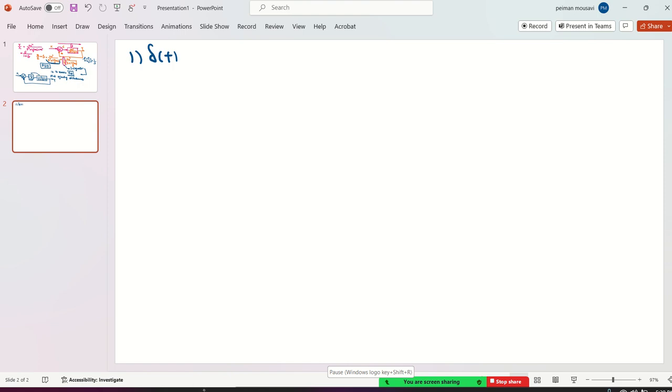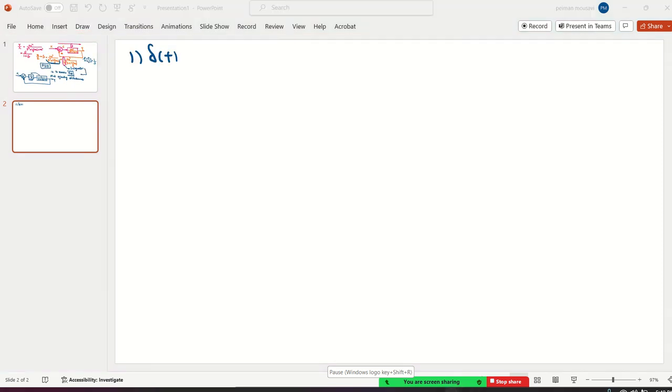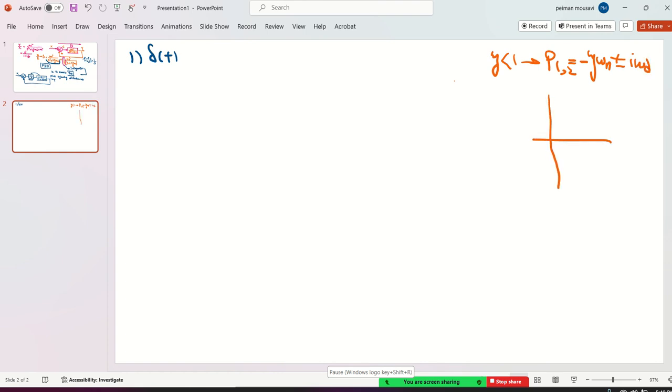So let's go to this. I'm going to apply it when zeta is smaller than 1, which means you have two poles, a pair of complex conjugate poles, minus zeta omega n plus and minus j omega d. Remember, I taught you this. If you go to the complex plane, you have this pair of complex conjugate poles. Here is omega d and here is zeta omega n.